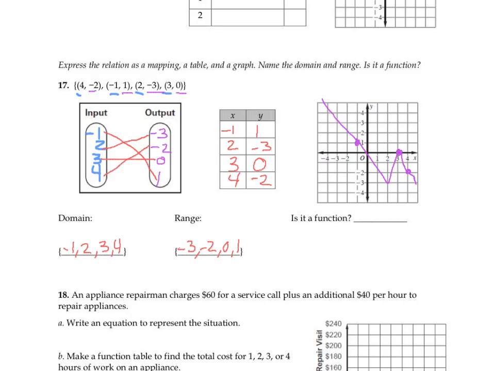So now we have to answer the question, is it a function? To test this, we would have to look at the vertical line test. So wherever we draw a vertical line on this graph, the graph is only hitting one point at every spot. So the answer is yes, this is a function.